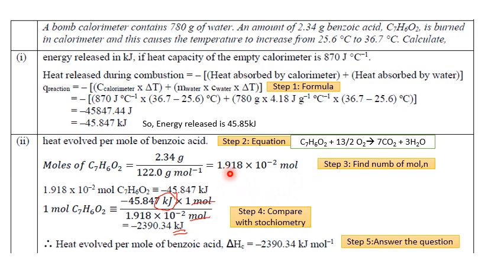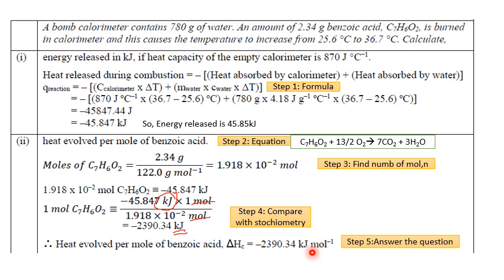Then you proceed to step 4. Based on this question, 1.918 times 10 to the power of negative 2 mole released negative 45.85 kilojoule. So you just use a stoichiometry method calculation to calculate how many kilojoules 1 mole of benzoic acid will produce. So the answer is negative 2390.34 kilojoule. So at last, step 5, answer the question and make conclusion. Heat evolved per mole of benzoic acid, so the enthalpy of combustion is negative 2390.34, referring to 1 mole, so it's kilojoule per mole. So this is the final answer.